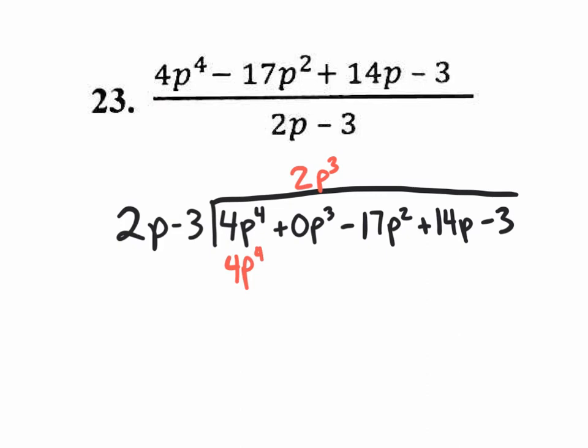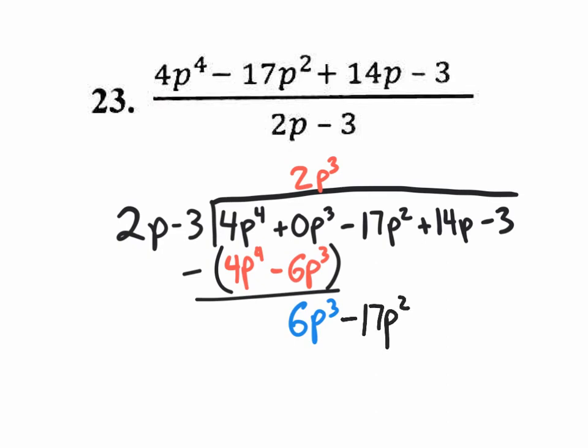Let's distribute 2p to the third times negative 3. That's going to be a negative 6p to the third. Now we are subtracting, so let's put parentheses around this binomial with the minus sign. Distribute, that's going to become positive 6p to the third with 0p to the third. That's simply positive 6p to the third. And of course right here this canceled out. Bring down the minus 17p squared. That's your new binomial that you're dealing with.